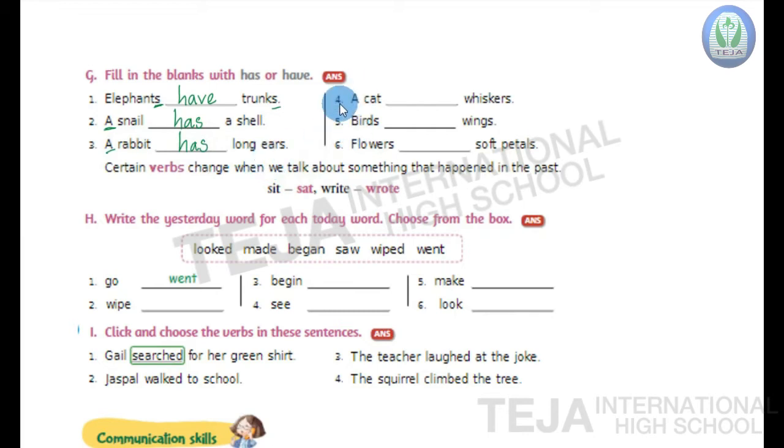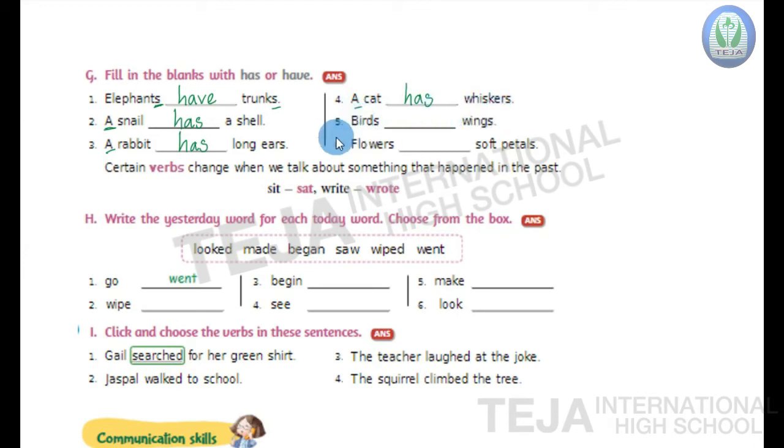Okay. Now next, fourth one, children. Here also, a cat dash whiskers. So here also we are talking about only one cat. So what do we have to use here? Here the word has has to be used. So write has here in the blank, and the answer is a cat has whiskers. Whiskers means just like the mustache, the long hairs which project at the mouth. So they are called whiskers. And here the answer is a cat has whiskers.